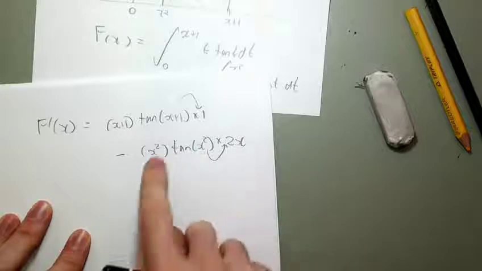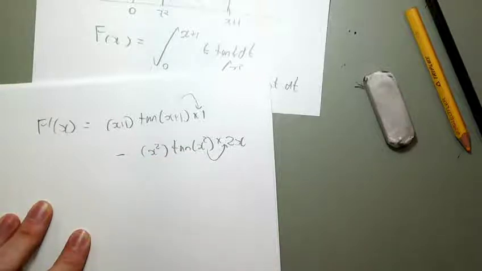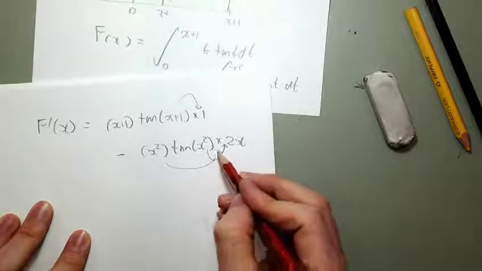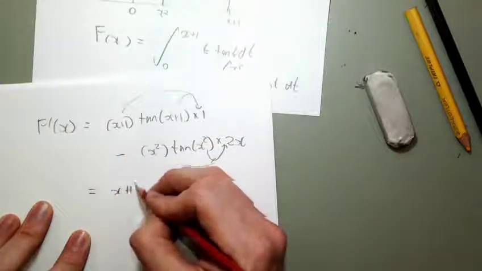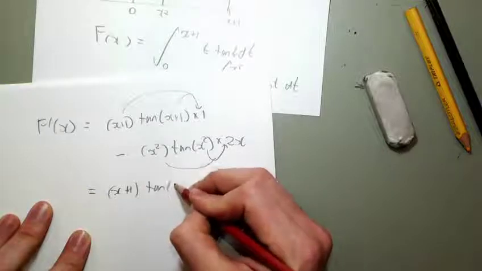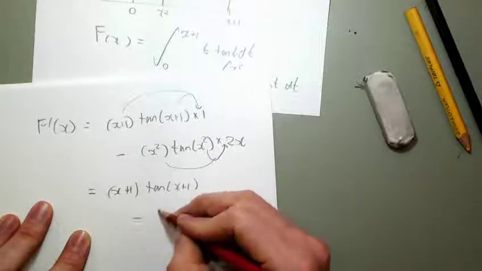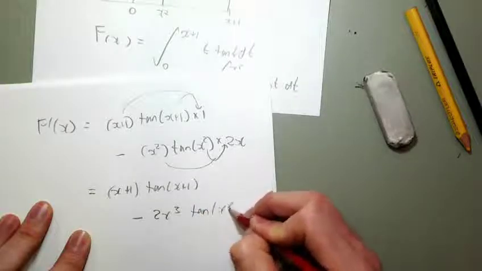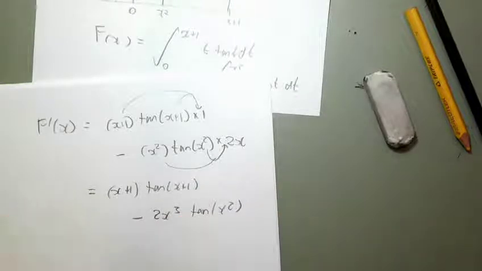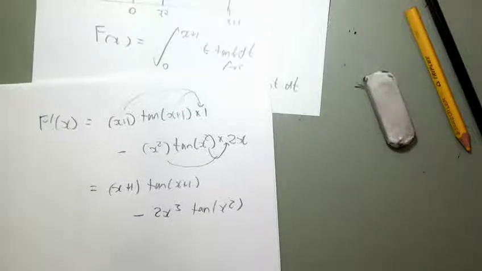You don't have to do it for both of them separately. Don't worry about that, because they both produce this same one. So I have (x + 1) tan(x + 1) minus 2x cubed tan of x squared. It's awful, but it wasn't going to be pretty. This was not a happy, pretty function, so it can't have a happy, pretty derivative.